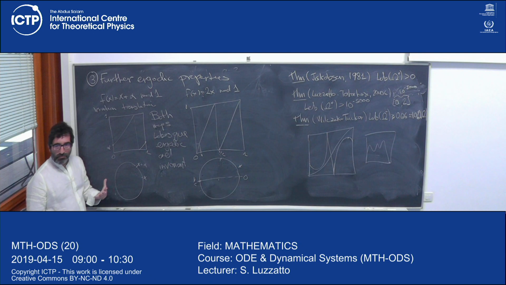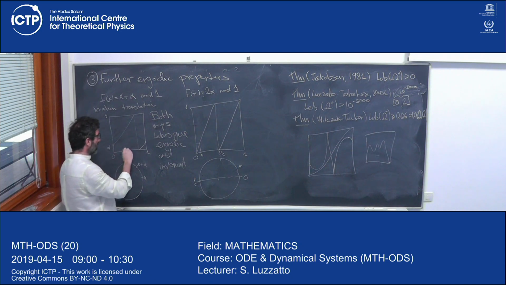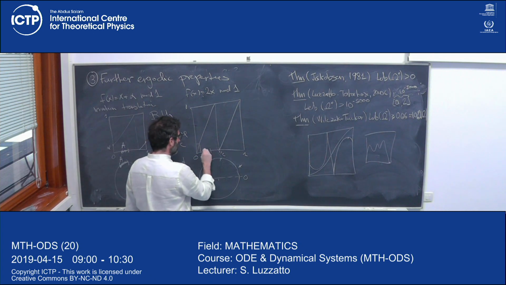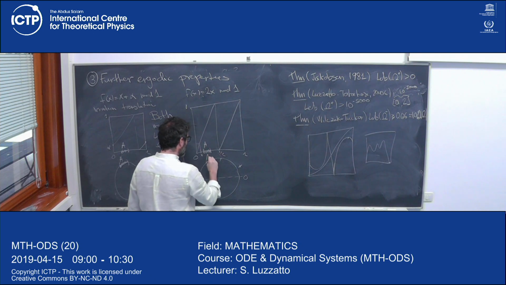So we have Birkhoff's ergodic theorem. What does Birkhoff's ergodic theorem say? That we take an interval A here. Or we can take it on the circle. I want to kind of have it both ways. This is an interval A. This is the interval A.